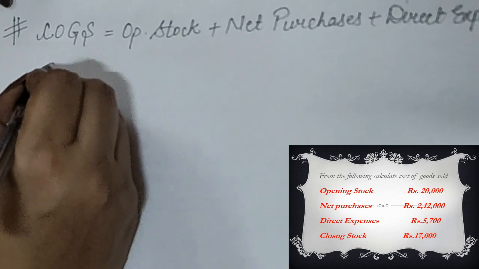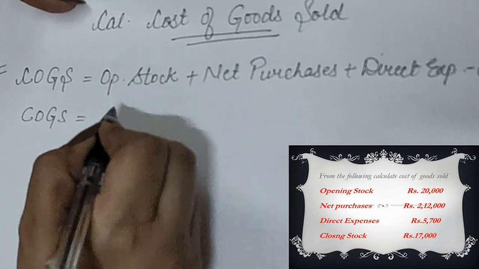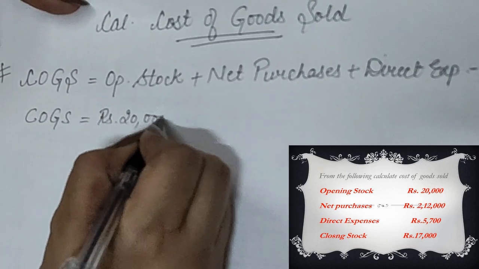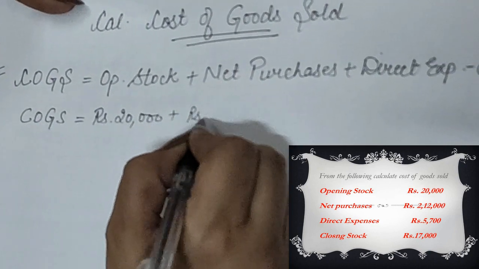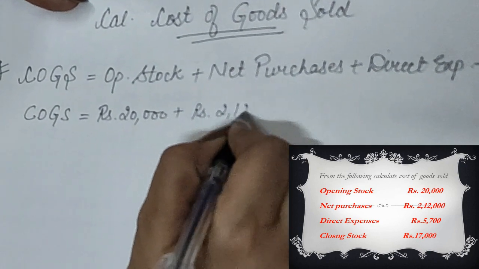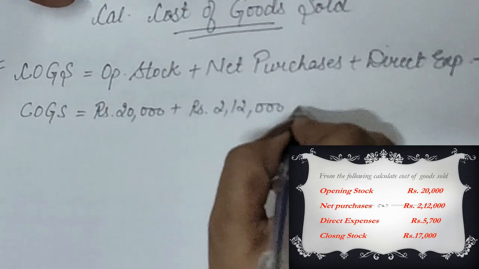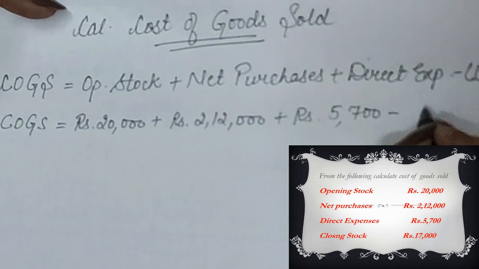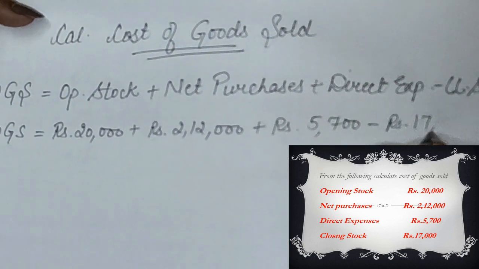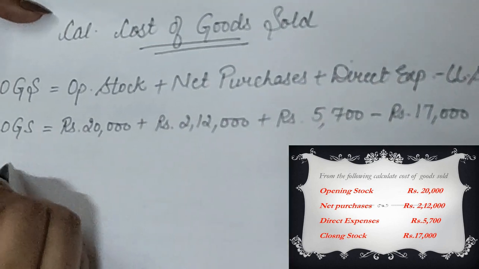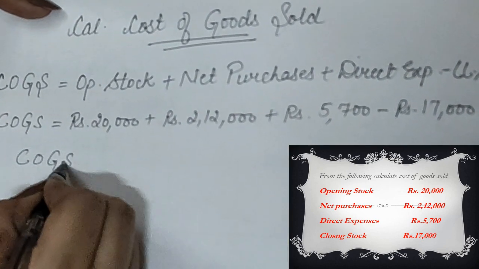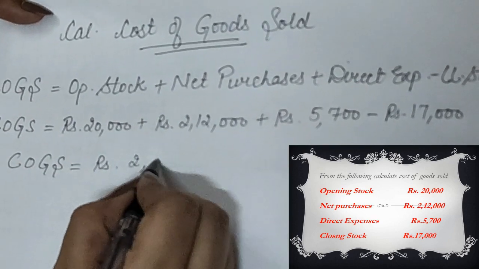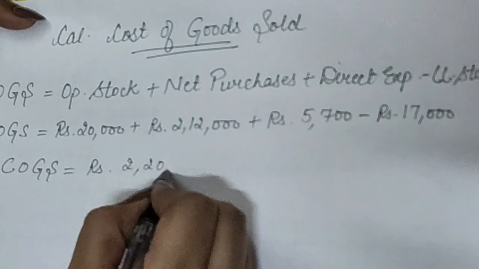Now put the figures in this formula. Opening stock rupees 20,000, plus net purchases rupees 2,12,000, plus direct expenses rupees 5,700, minus closing stock rupees 17,000. Now the answer is 2,20,700.